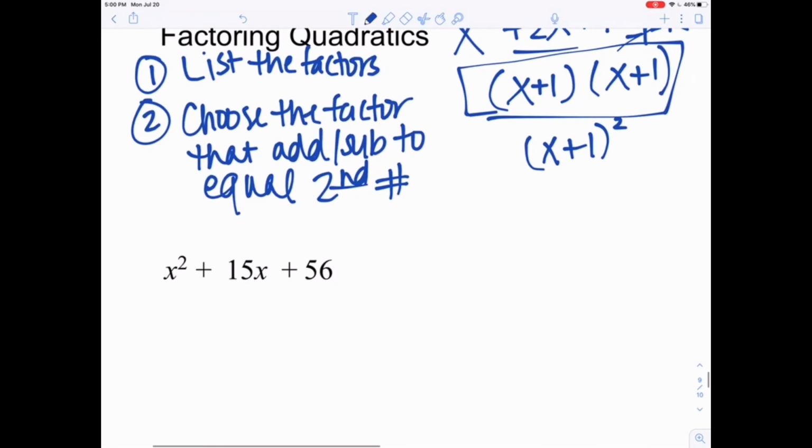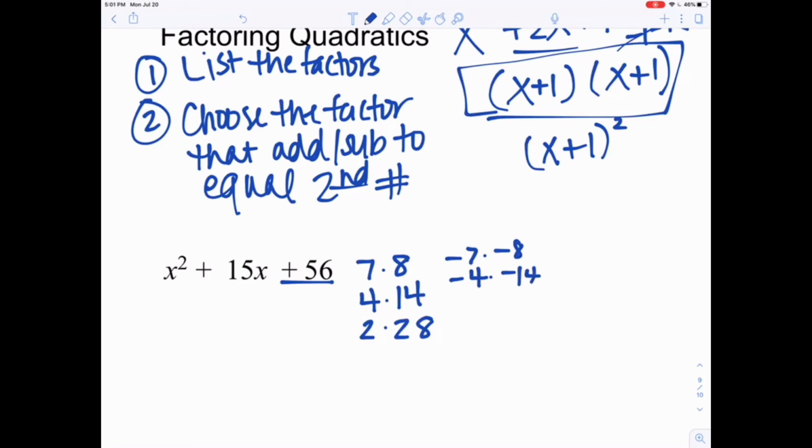Okay, so first one, factors of 56. Okay, let's see. 7 times 8 equals 56, and 4 times 14 equals 56, and 2 times 28 equals 56. And it's positive, so I could do negative 7 times negative 8, negative 4 times negative 14, and negative 2 times negative 28. Remember that a negative times a negative equals a positive. So that's why I can consider those.